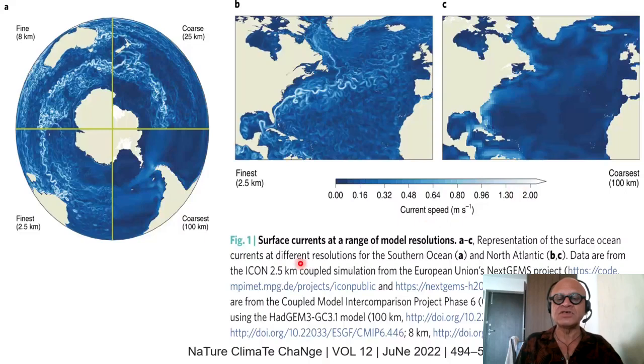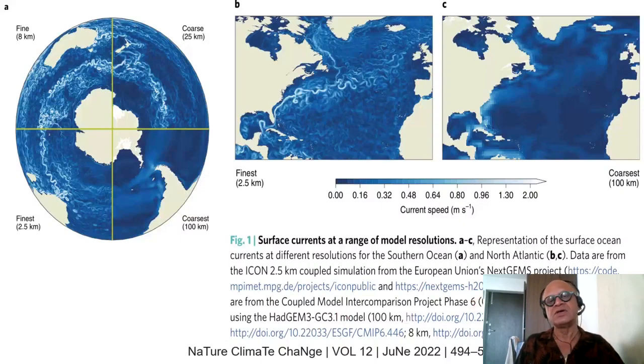So the caption of this figure is Surface Currents at a Range of Model Resolutions from A to C, representation of the surface currents at different resolutions of the Southern Ocean and the North Atlantic here. Data from ICON 2.5 kilometer coupled simulation from the European Union's NextGEMS project. Lower resolution models are from the Coupled Model Intercomparison Project CMIP 6.